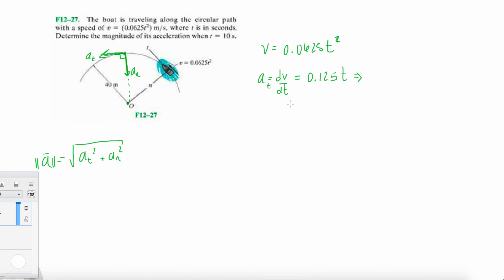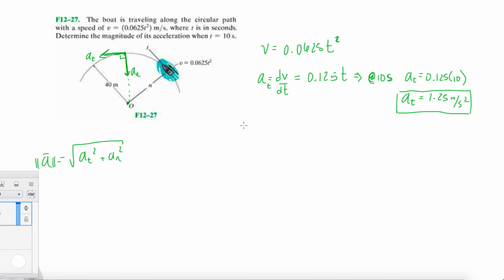So my tangential acceleration at t equals 10 seconds, let's do this. At 10 seconds, it's going to be 0.125 times 10, and then we should get 1.25 meters per second squared. The way to calculate this one really hasn't changed.